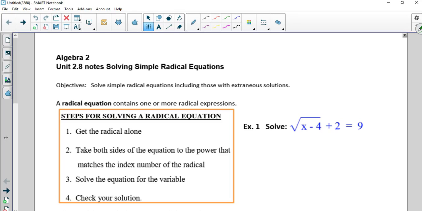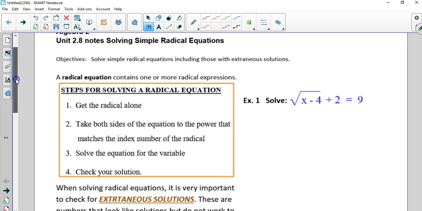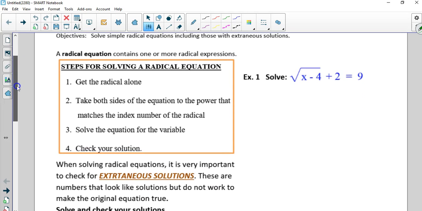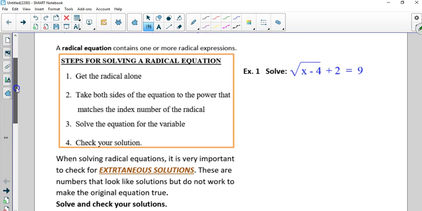Okay, here we go, 2.8. So now we're going to be solving radical equations. We're not just going to be simplifying expressions, we're going to actually be solving. And then checking for extraneous solutions. Remember, those are ones that actually make it untrue.